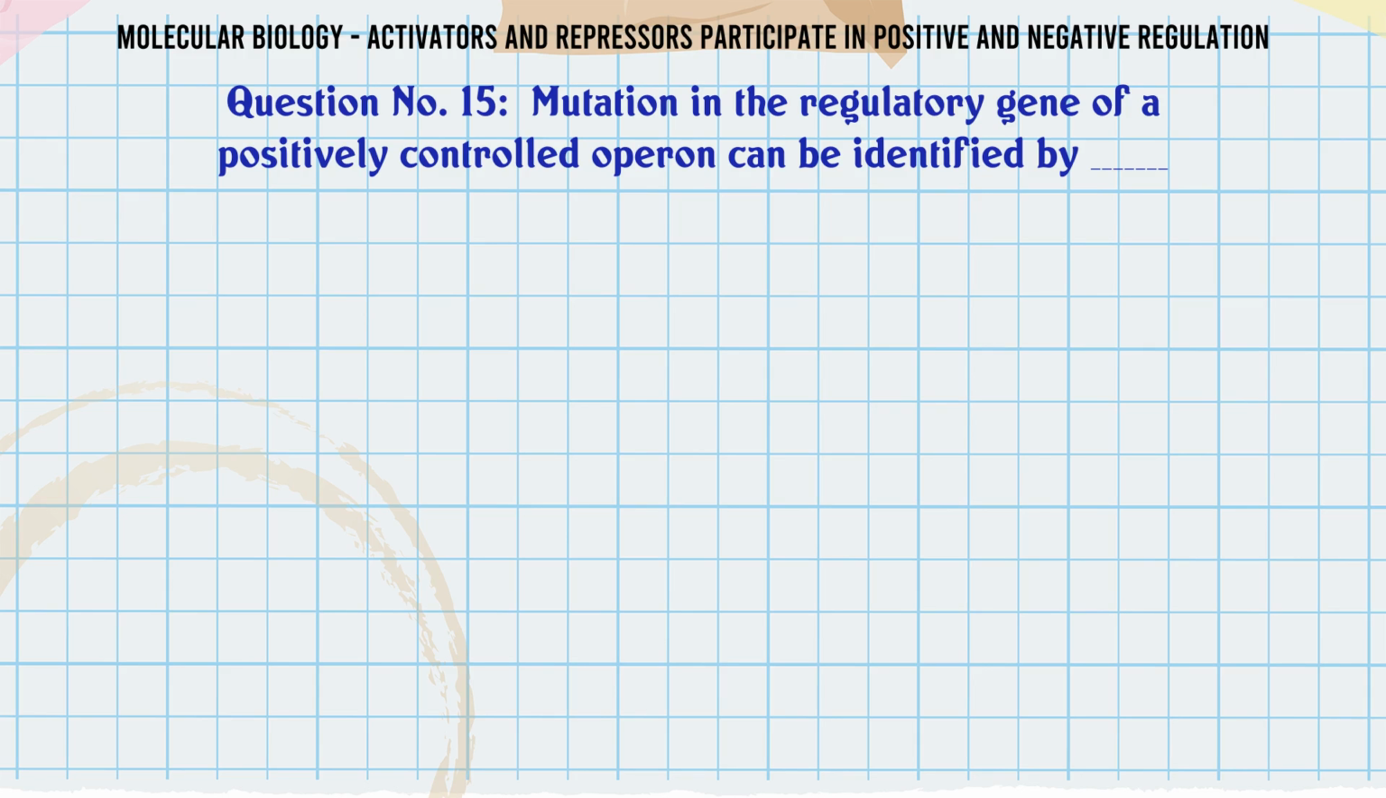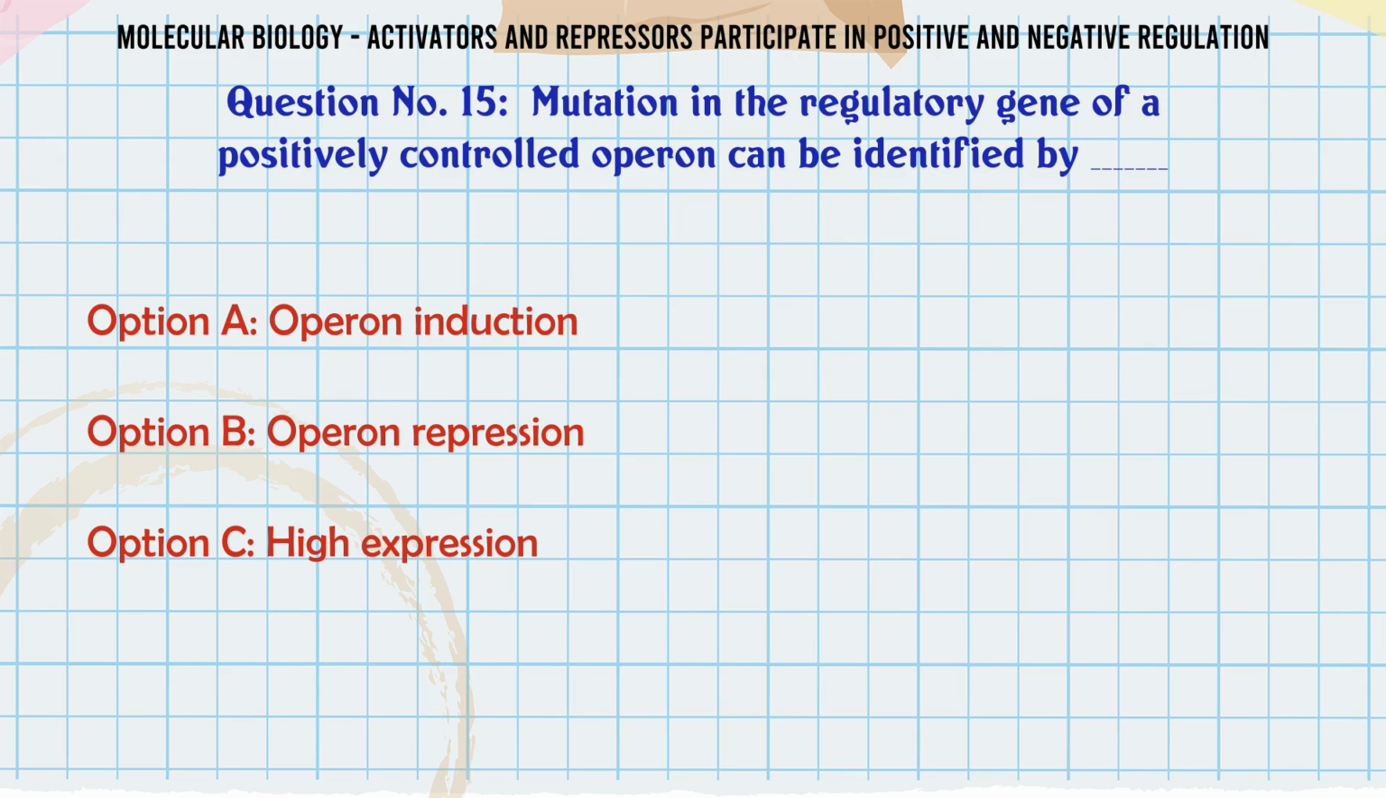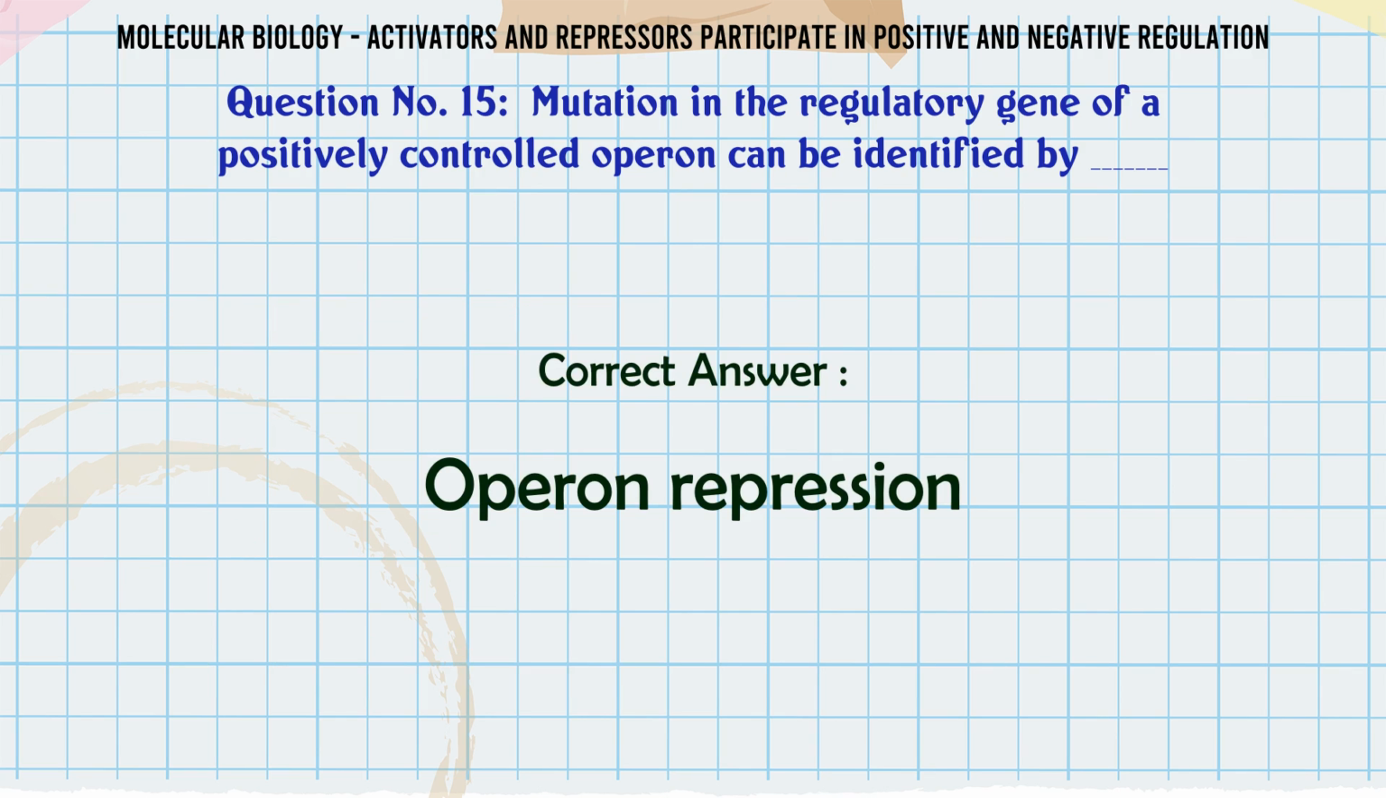Mutation in the regulatory gene of a positively controlled operon can be identified by A. operon induction, B. operon repression, C. high expression, D. constitutive expression. The correct answer is operon repression.